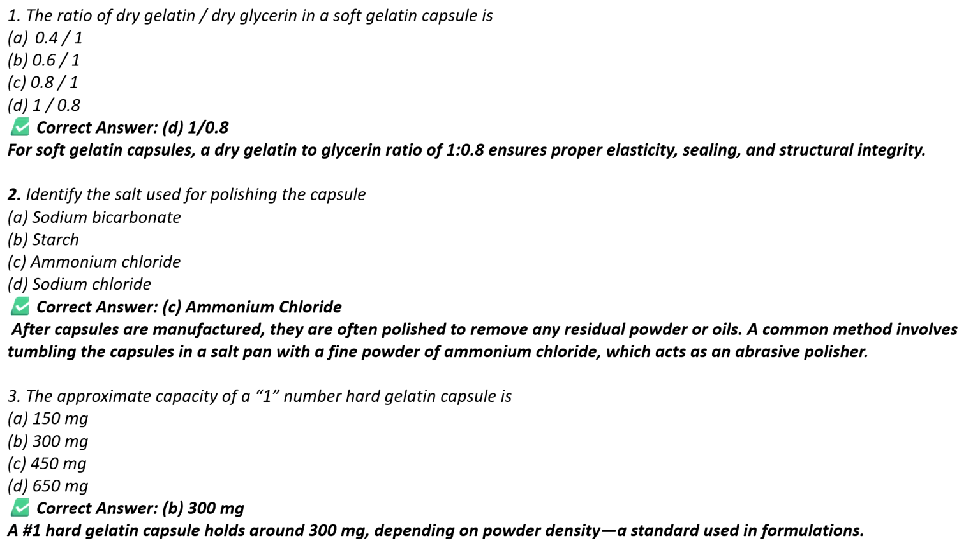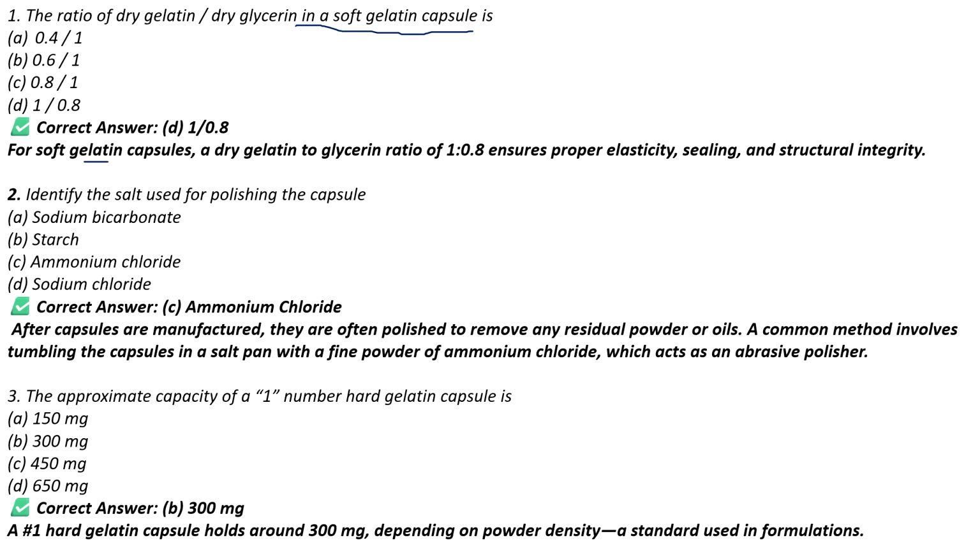Moving on to the very first question of today's session: the ratio of the dry gelatin and the dry glycerin in soft gelatin capsules is. So we have to tell what the ratio of dry gelatin and dry glycerin is in soft gelatin capsules. The options are 0.4/1, 0.6/1, 0.8/1 or 1/0.8.